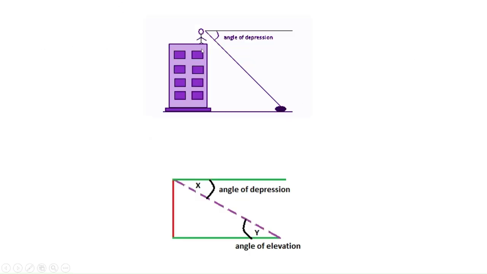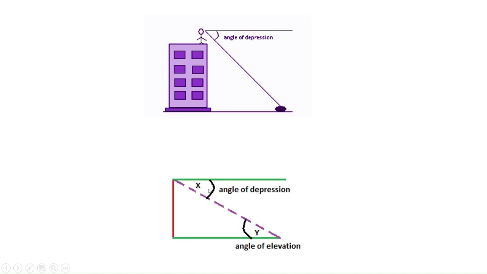So this is for your clear understanding. Suppose this is a building, and you stand here, and this is the angle of depression. Here the object is lying. Okay, it becomes the angle of elevation, right? From the figure we can easily understand this. Angle of depression, and this becomes the angle of elevation. Okay, see, it is marked. X is the angle of depression and Y is the angle of elevation.